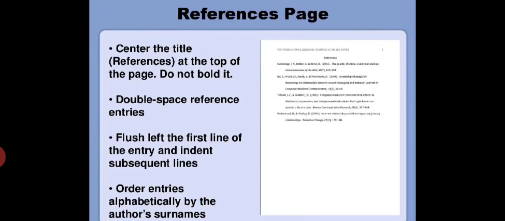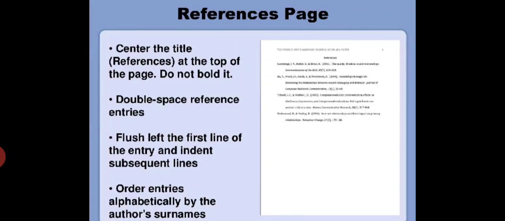Double space reference entries, you will give double space in between the lines, and then flush left the first line of the entry and indent subsequent lines. As you can see in this photo, the first line is starting from the left and the other lines are indented. So this is the way we use in APA style. Order entries alphabetically by the author's surnames.